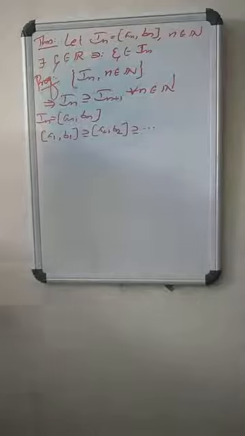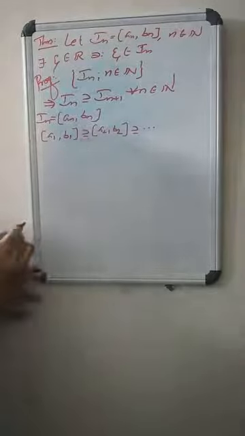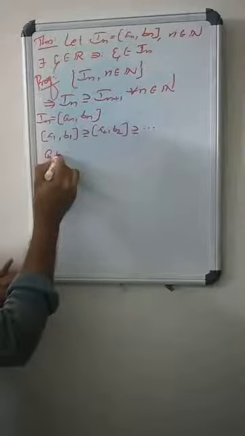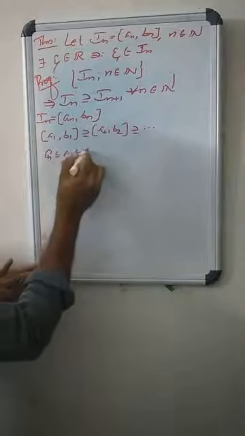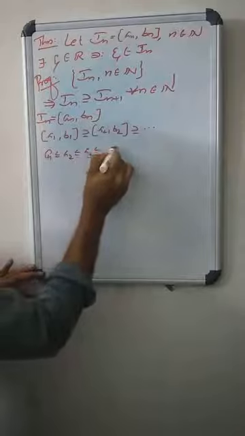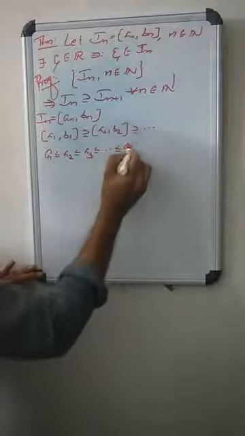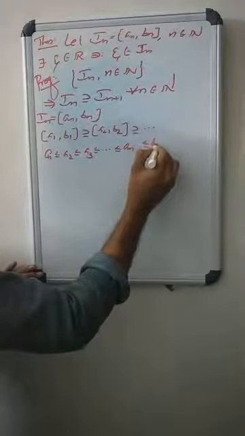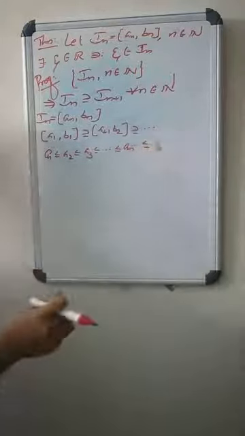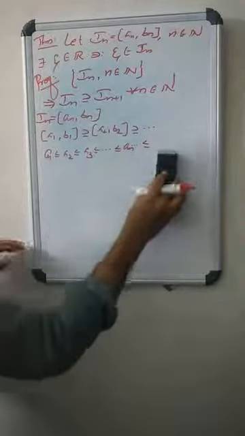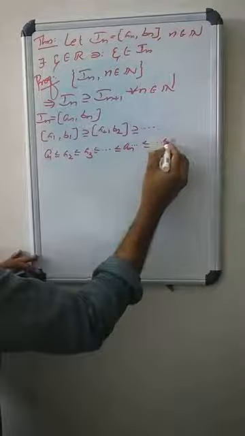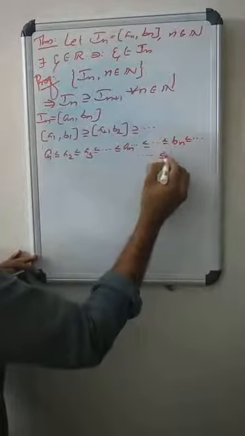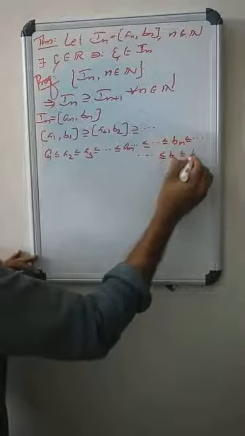And so on. So from here we can immediately conclude that a1 is less than or equal to a2, less than or equal to a3, less than or equal to etc., less than or equal to a_n, etc., less than or equal to etc., less than or equal to b_n, less than or equal to etc., less than or equal to b2, less than or equal to b1.